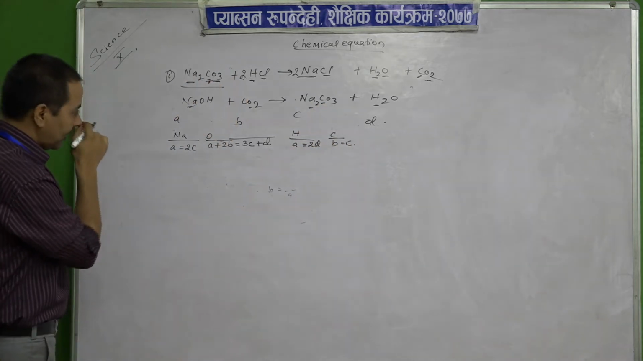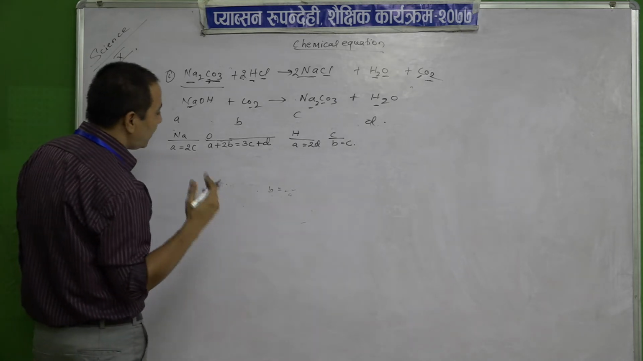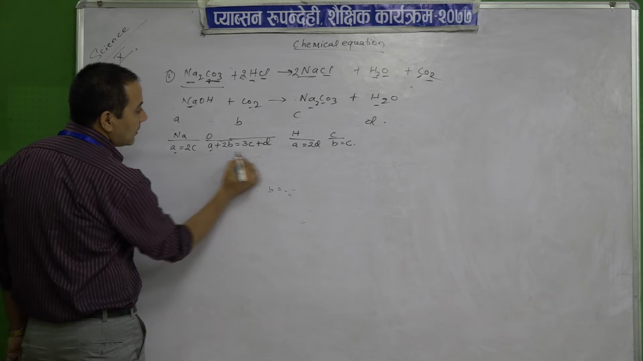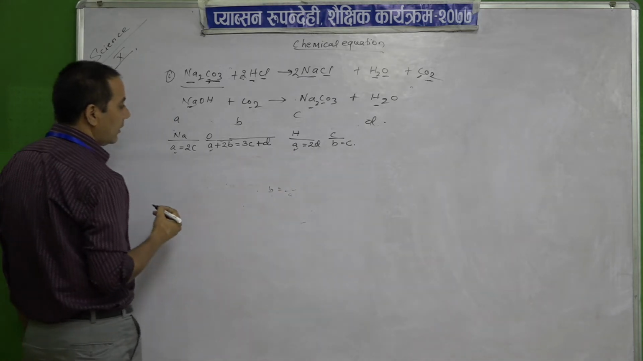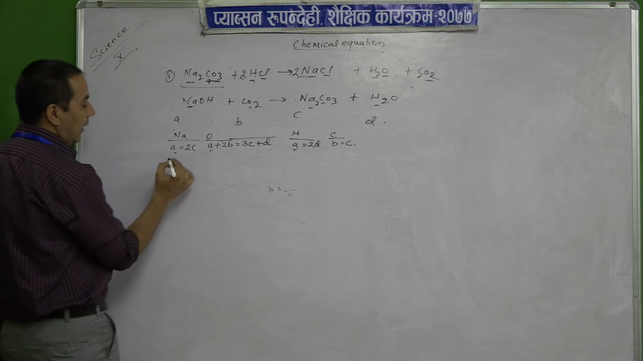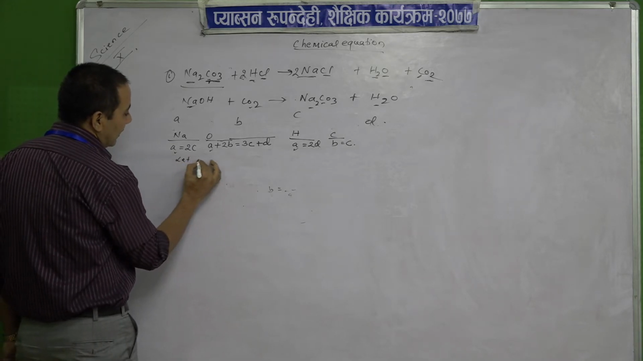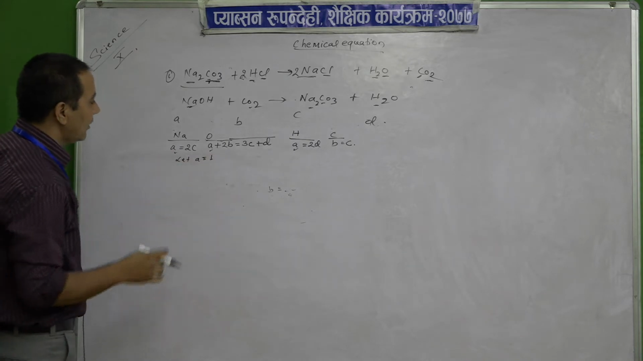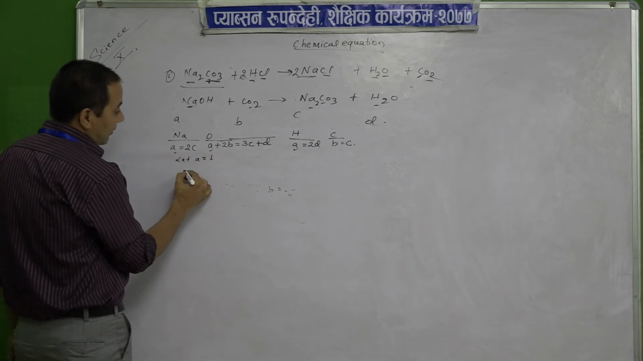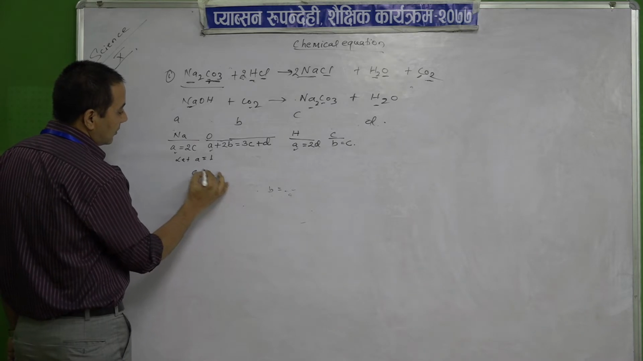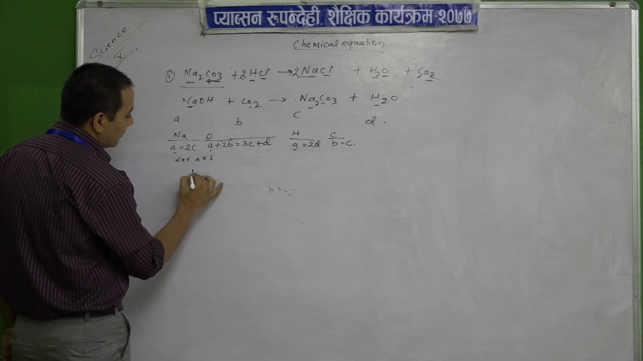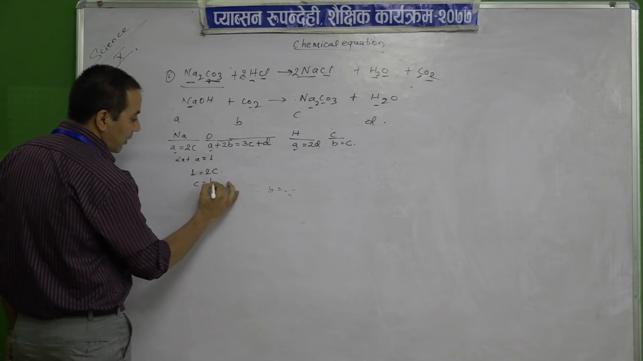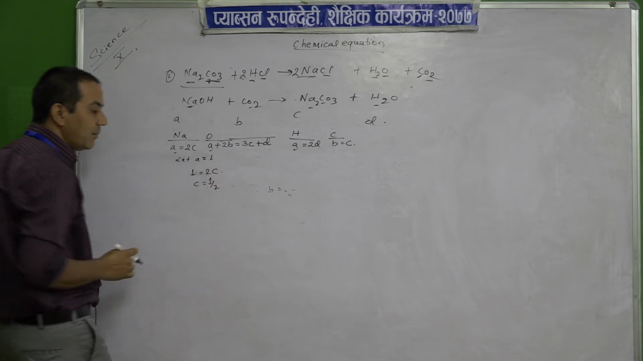Now let's solve the equations. Which is the most repeated alphabet? A is here, A is here, A is here. So we can take A. Let A equals 1. So A equals 1 means C equals how much? A equals 1 equals 2C. Yes, C equals 1 by 2. Don't be afraid if it comes in fractions.